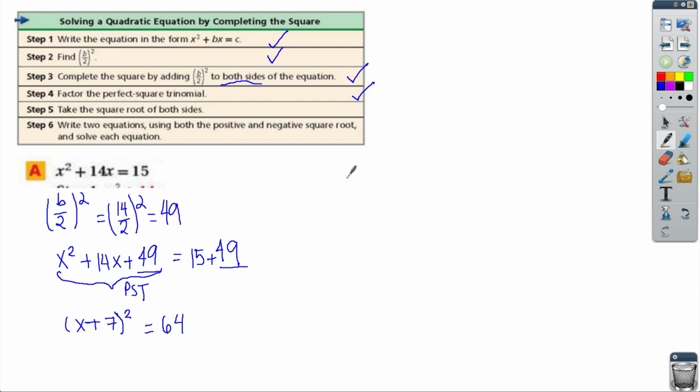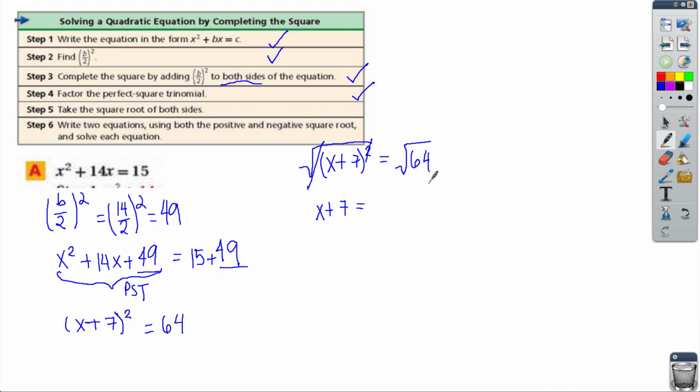Heading to step 5. Now, let me rewrite step 5 right here so we can see it better. In step 5, we're instructed to take the square root. The reason we're taking the square root at this step, which you did in the previous lesson, is so that you can eliminate the square, or the power, which allows you access to the x variable.